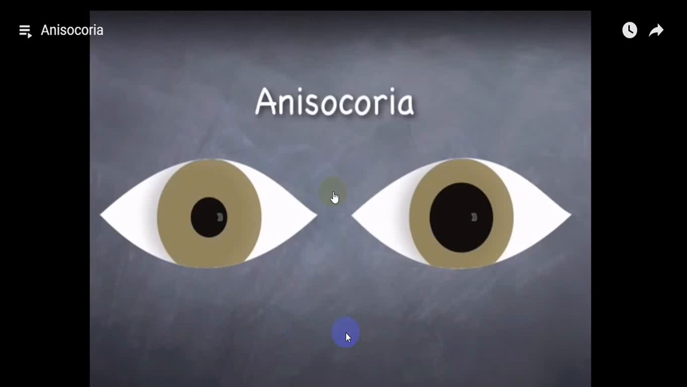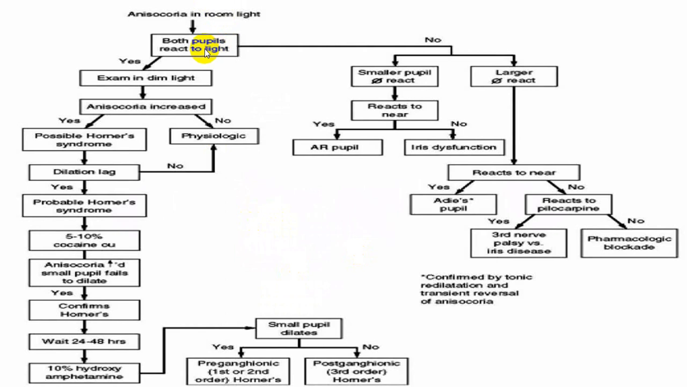In continuity with the previous lecture series in neurology, today I am going to discuss one of the very useful topics you will see in your everyday practice. It can also be asked in your oral as well as in your theory exam. That is anisocoria, or what we call unequal pupil.